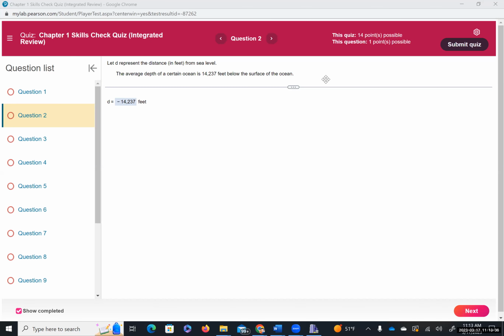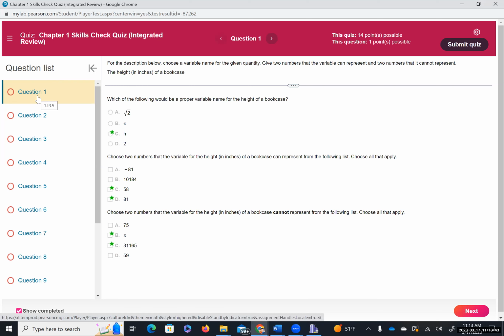Okay, everyone. I would like to teach you about the Chapter 1 skill check quiz, the integrated review. It looks like all the material from Core Algebra, but we need it in order to handle the main section in statistics class. So we still have to do this Chapter 1 skill check.